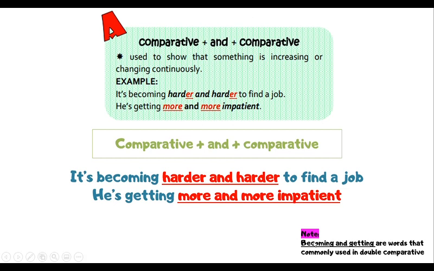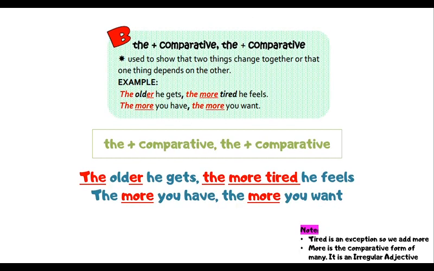Okay, great. Next, here is the rule B. The rule B here is used to show that two things change together or that one thing depends on the other. Man, what does it mean? Yeah, wait. Just take a look at the example, guys, okay? Here, the formula is totally different from rule A. Yes, of course. And here, we have to put the plus comparative, comma, don't forget to put a comma, and then the plus comparative.